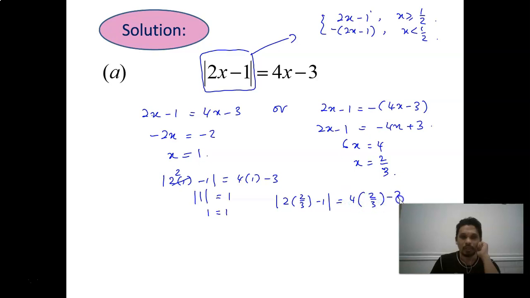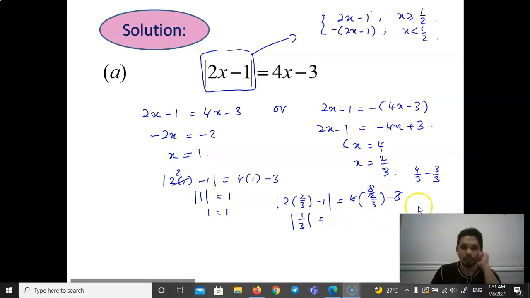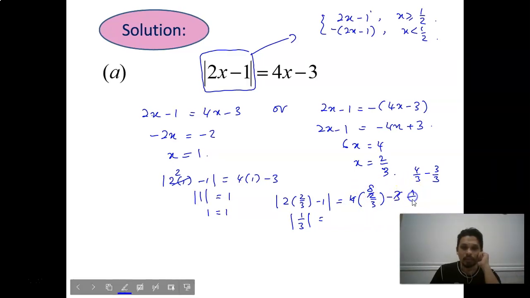Then modulus of 2 times 2 over 3 minus 1 equal to 4 times 2 over 3 minus 3. 2 times 2 equal to 4, 4 over 3. 4 over 3 minus 1, or 3 over 3. 4 minus 3 equal to 1 over 3. Equal to 4 times 2 equal to 8, 8 over 3. 3 times 3 equal to 9 over 3. 8 over 3 minus 9 over 3.